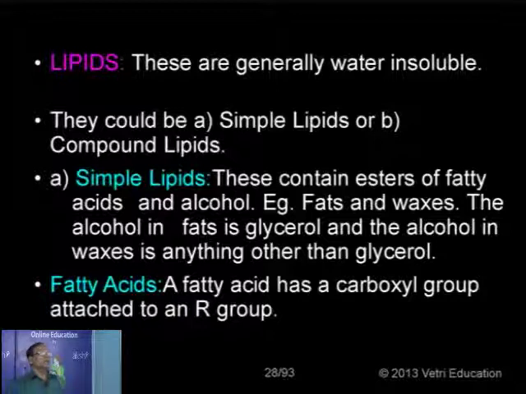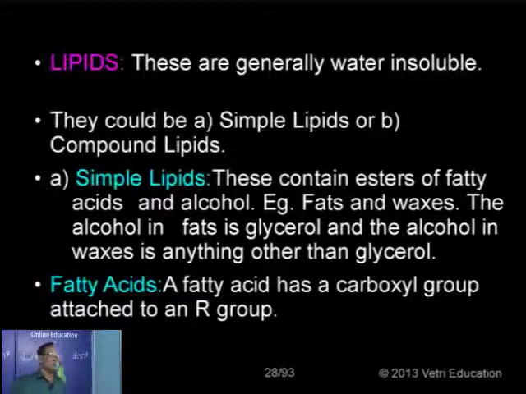Now, what are the different types of lipids? Normally, these are not considered polymers because they are not formed of many long monomers. They are simply considered as lipids. They are not polymeric substances like the carbohydrates, that is what we have studied so far, the glycogen and starch and cellulose, or the proteins. These are all generally insoluble. They can be classified into simple lipids and compound lipids.